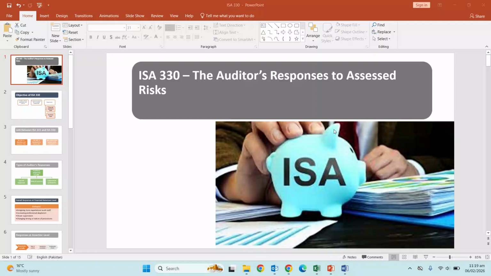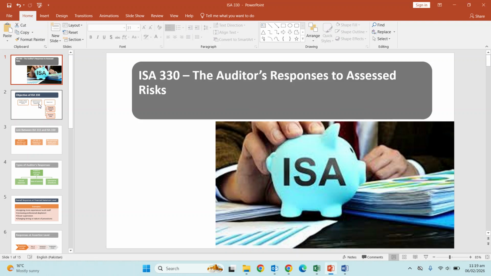Hello everyone. In this lecture, we will discuss International Standard on Auditing 330, also known as ISA 330, the auditor's responses to assessed risk. This standard explains how an auditor should respond after identifying and assessing risks of material misstatement during an audit. So ISA 330 works closely with ISA 315, which deals with risk identification and assessment.